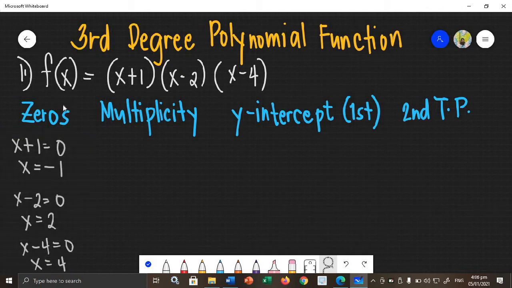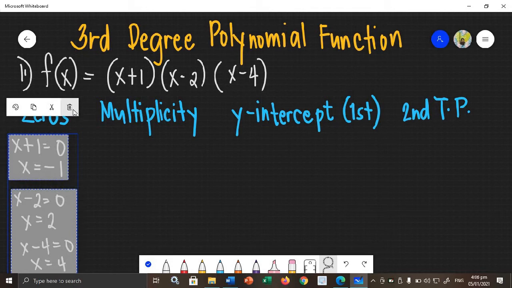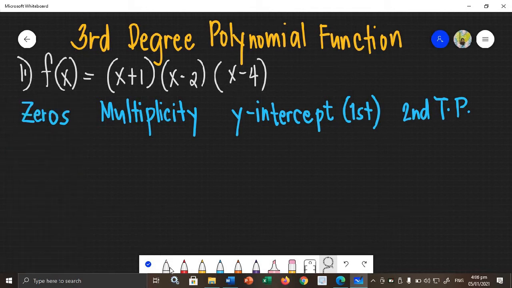So list down lang natin siya. So we have negative 1, and then we have 2, and then we have 4. And then, nakuha natin yung zeros na to by equating each factor into 0. Diba? And then, next is, we will look for the multiplicity of each factor.